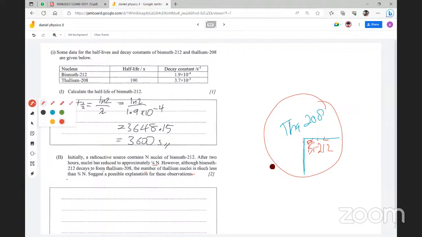Thallium has a shorter half-life than bismuth. Much shorter. What does that mean then? Even though bismuth decays into thallium, the thallium decays faster. Yeah, therefore, much less than 3/4. Done? Good. You got the logic. They like to change this kind of thing.